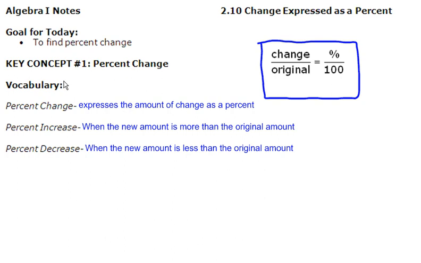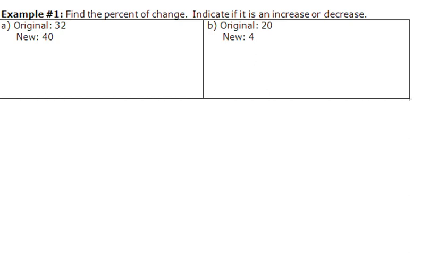Before I show you some examples, we need to go through some vocabulary. So percent change expresses the amount of change as a percent. A percent increase is when the new amount is more than the original amount. A percent decrease is when the new amount is less than the original amount. So let's go straight into some examples.